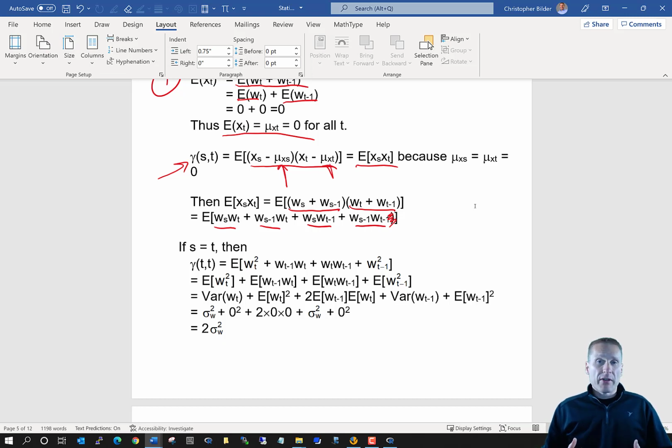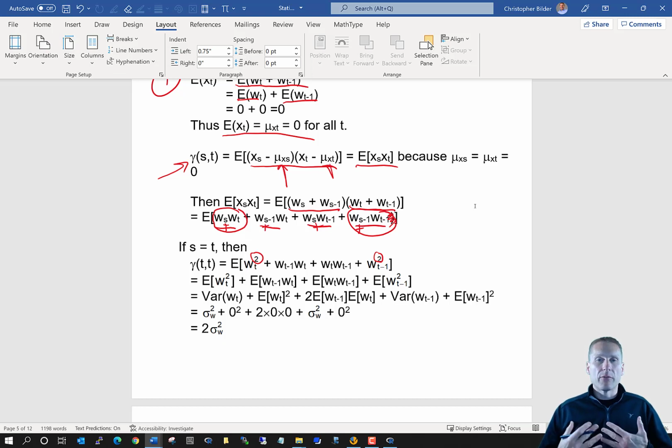Then we look at particular cases. What if s is actually equal to t? Well, look what happens here. If s is equal to t, I'm going to get a t here, a t there, a t here, and a t here. These two W's will be exactly the same, and also these two W's will be exactly the same, and so that's why I have a squared term right there.